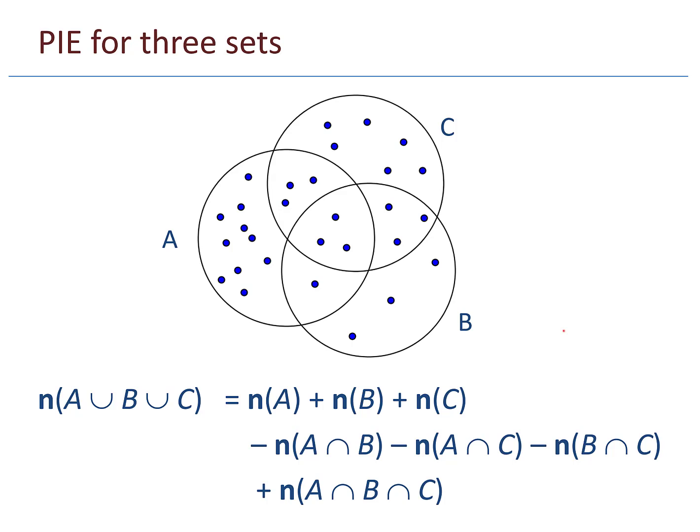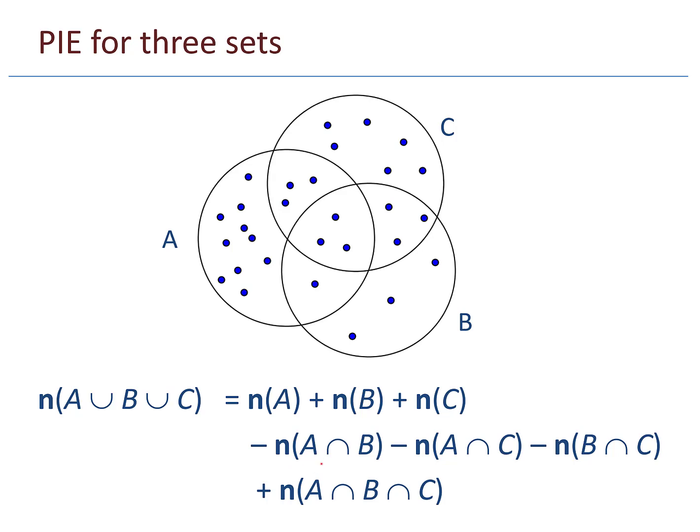Here's a slightly more complicated situation. What if I have 3 sets? Principle of inclusion-exclusion for 3 sets is a little bit similar and a little bit different. I start the same way. I'm going to add everything in set A plus everything in set B plus everything in set C. But I've done some overcounting. So I'll subtract off the things that are common to each pair of sets.